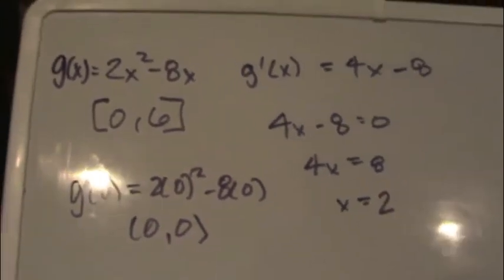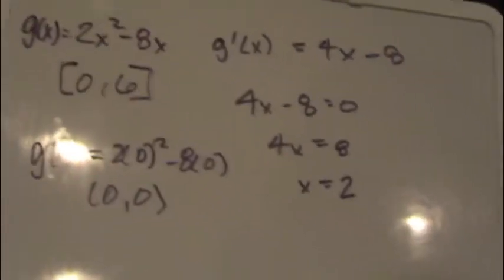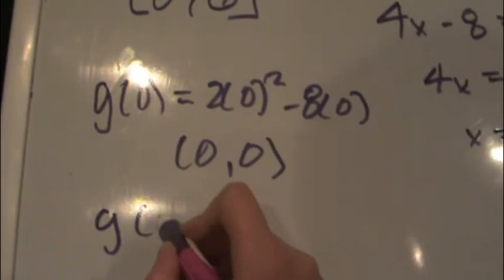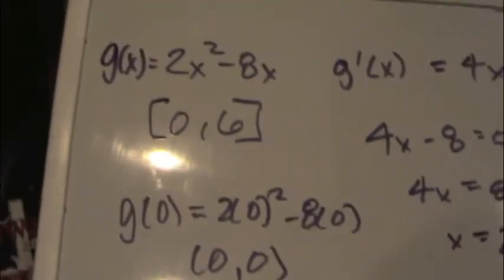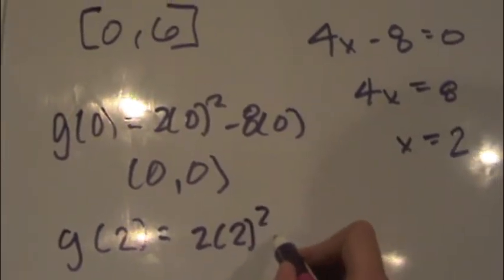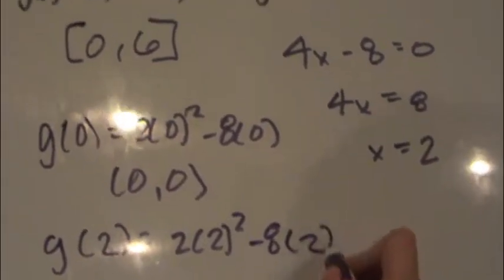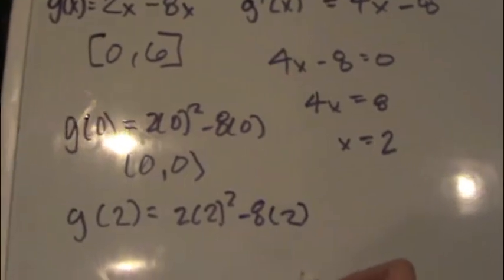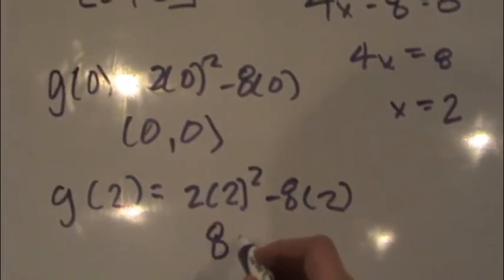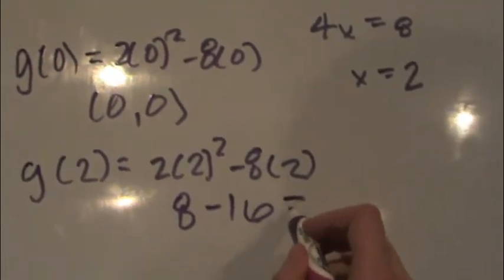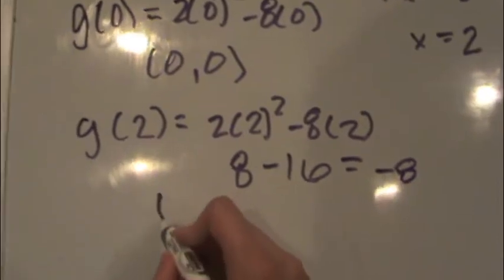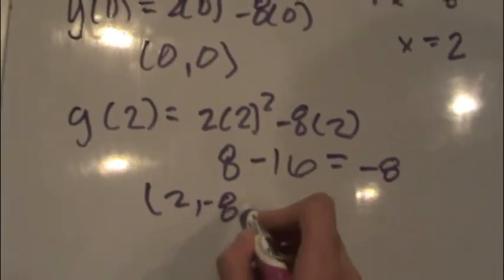All right, now let's find what g of 2 would be. If we plug in 2, we get 2 times 2 squared minus 8 times 2. Now this becomes 8 minus 16, which equals negative 8. So this point is (2, -8).